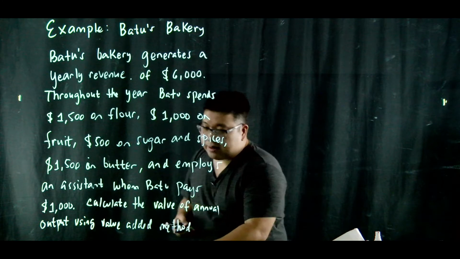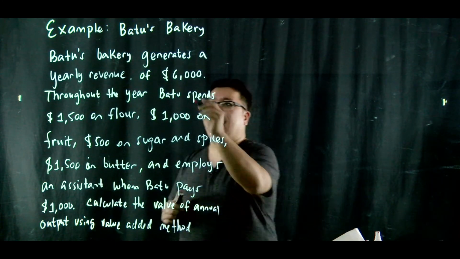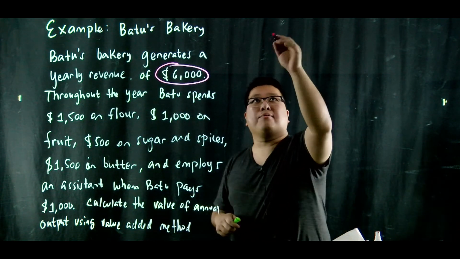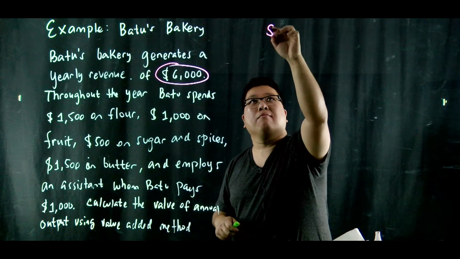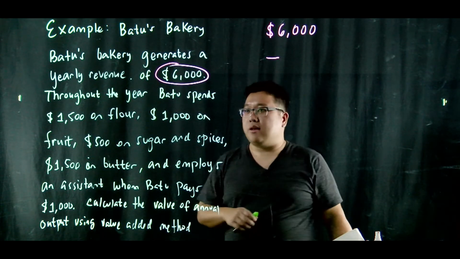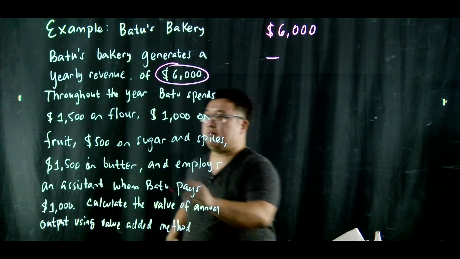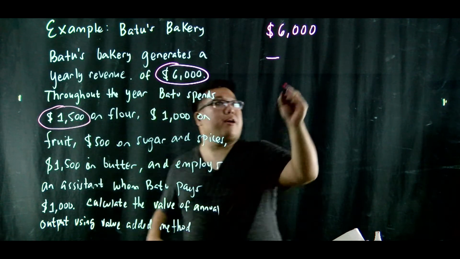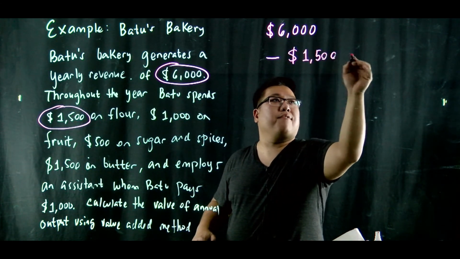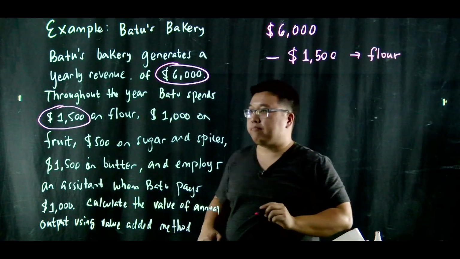Let's do that. Let's start with the yearly revenue. Here we have 6,000. We're going to subtract from 6,000, number one, the expenditure on flour, so we're going to subtract 1,500. Remember, this 1,500 is an intermediate input, flour.